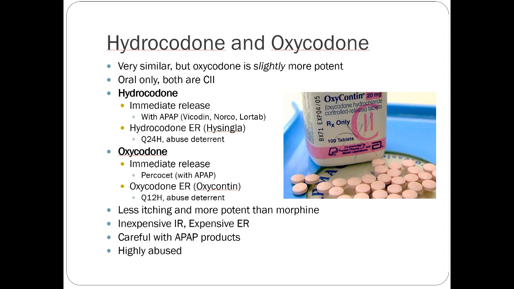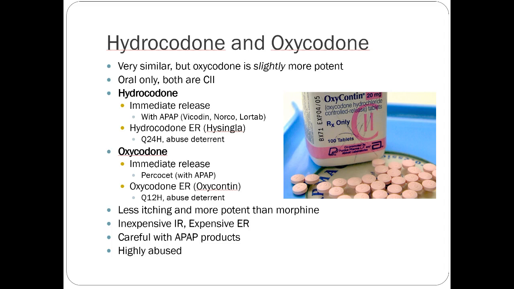So hydrocodone immediate release products are associated with acetaminophen is how you're going to see it. It doesn't actually come as just hydrocodone in an immediate release product. It's always going to be coupled with acetaminophen. Norco is the current brand name we use. There used to be a bunch of them. People here have probably heard of Vicodin before. That was a pretty common street name, even though that was the brand name of it.